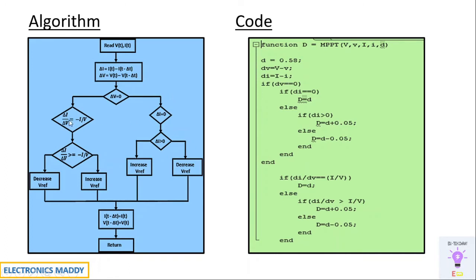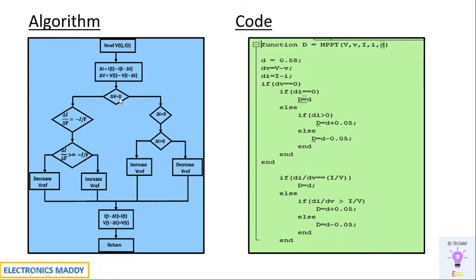Delta I by delta V is nothing but the conductance value. Conductance is nothing but the reciprocal of resistance. V by I is resistance, isn't it? So I by V is nothing but conductance. So if delta I by delta V is equal to minus of I by V, you will be coming into this particular loop. If it is yes, it will decrease V reference. If it is no, it will increase V reference.